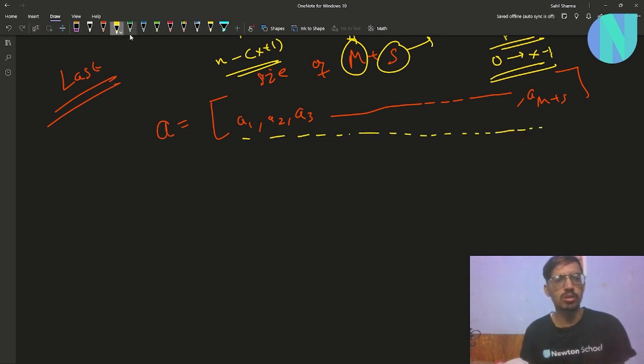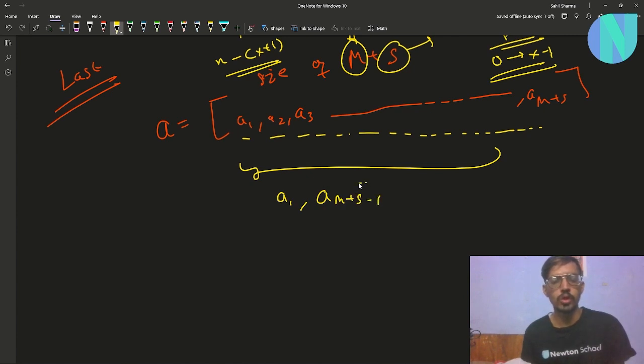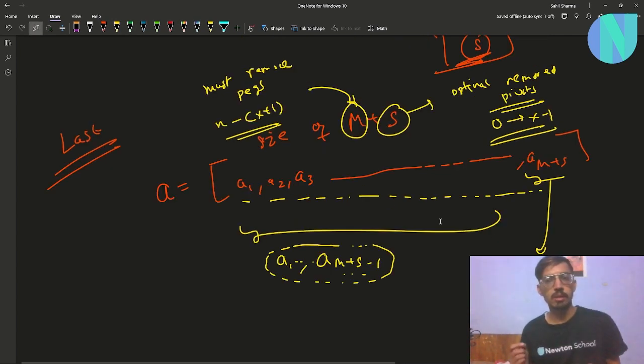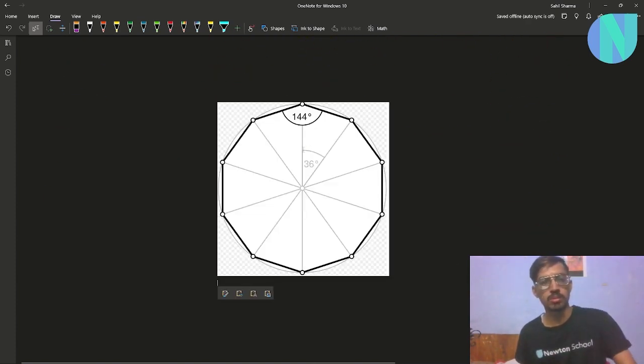So now you have your array A as A1, A2, A3, so on up to A of m plus s. We don't care about the values from A1 up to A of m plus s minus one. They can be anything. But we do care about the last value. We care about A of m plus s. Now, why do we care about the last move? So let me draw the decagon again to show you the example.